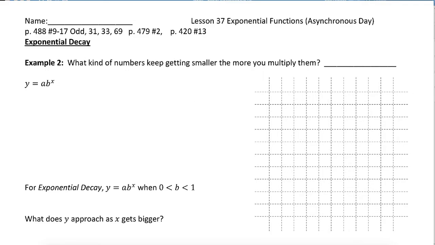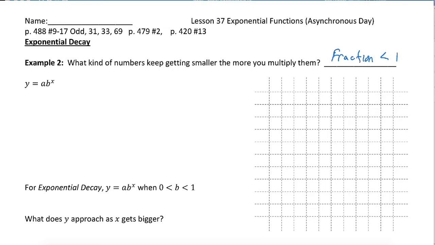Our third part of today's lesson is a little bit of a twist on the part we just spoke about, the exponential growth. To begin with, what kind of numbers keep getting smaller the more you multiply them? Like if you take the number 2 and keep multiplying, it goes 2, 4, 8, bigger, bigger, bigger. But if you take a fraction or decimal that's less than 1, so really something between 0 and 1, the more you multiply it, the smaller it gets. A half of a half of a half of a half gets smaller and smaller and smaller.